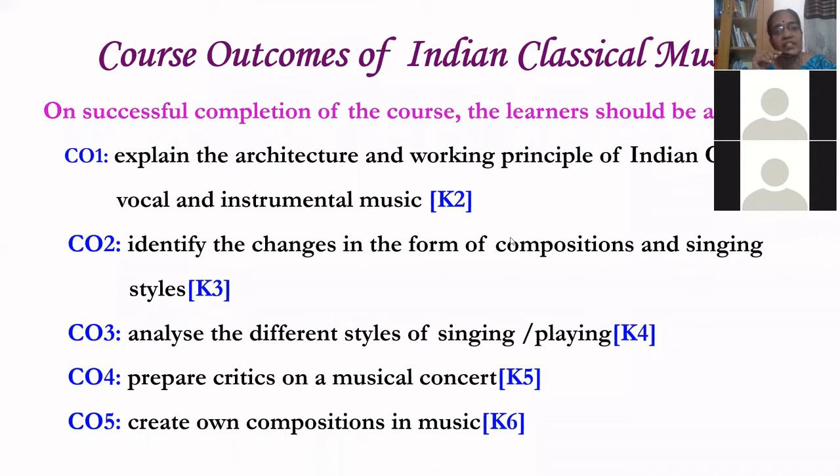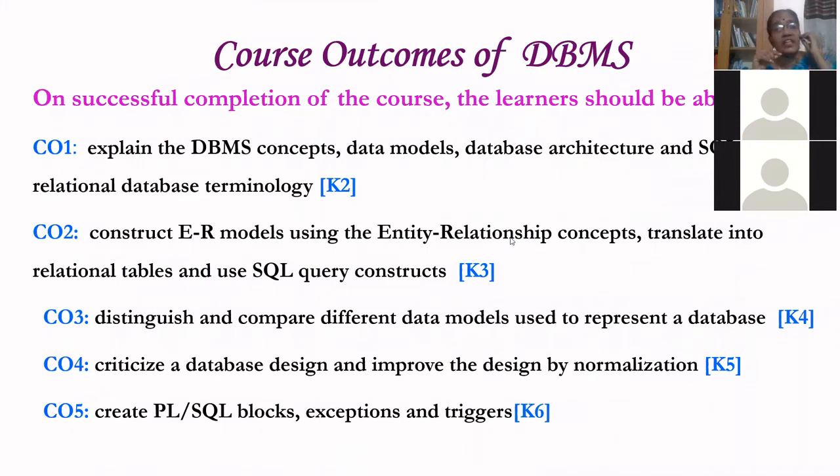And the second one is in the K3 level: identify the changes in the form of compositions and singing styles. And CO3 is analyze the different styles of singing or playing instruments. And the fourth one, K5 level, is prepare critiques on the musical concert. And the next level is K6: create own compositions in music. So I have taken this concept just because it is easy for us to understand what is K2, K3, K4, K5 and K6. And you can take another example of course outcomes for database management system.